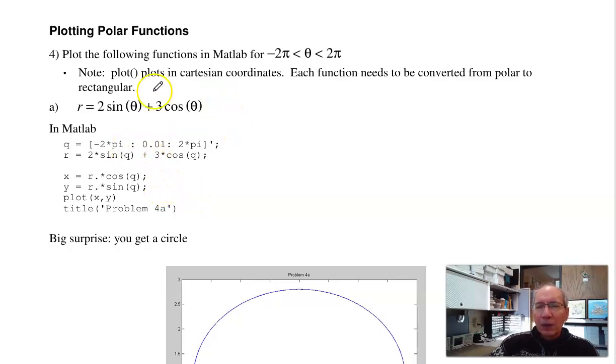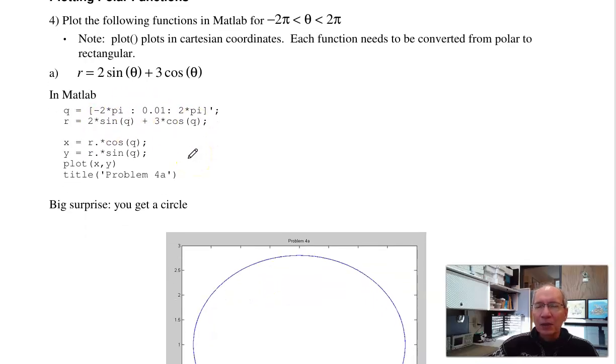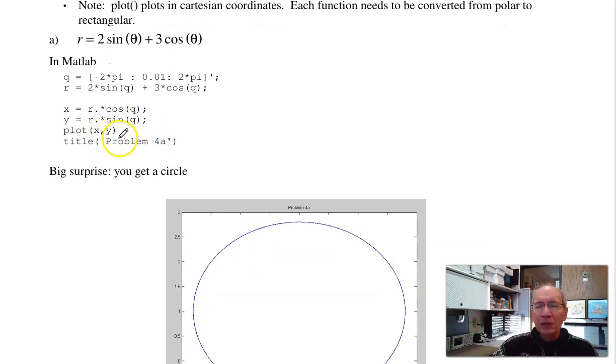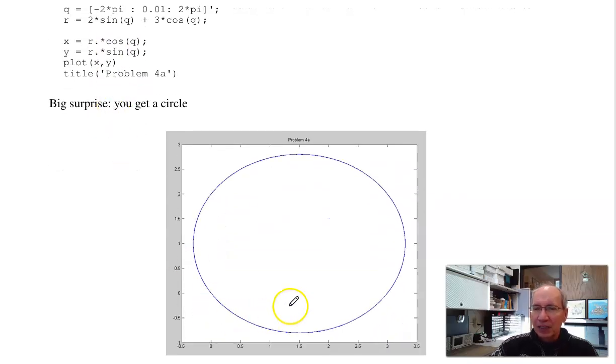If I want to plot a function like r is 2 sine theta plus 3 cosine theta, I'll first input theta. Let's go from minus 2 pi to plus 2 pi, steps of 0.01. So that created 1,200 points-ish. Calculate r, and then plot them. Now plot doesn't plot polar, it plots rectangular. So pull out the x value, r cosine theta, pull out the y value, r sine theta. I've got to use the dot notation to tell Matlab to treat that as 1,200 separate calculations. Don't do matrix operations. Then plot them, and what you get is a circle. Trig functions are all about circles.